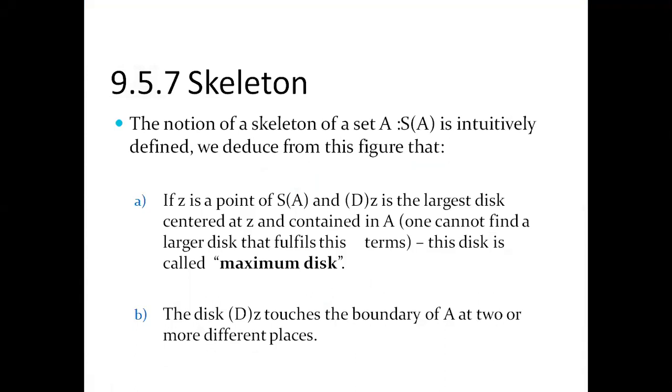The next application we have to see is the skeleton. The notional skeleton set of A is S of A. If Z is a point of S of A, then D of Z is the largest disk centered at Z and contained in A. That is, one cannot find a larger disk that fulfills this condition. This disk is called the maximum disk, which touches the boundary of A at two or more different places. So this is about a skeleton.